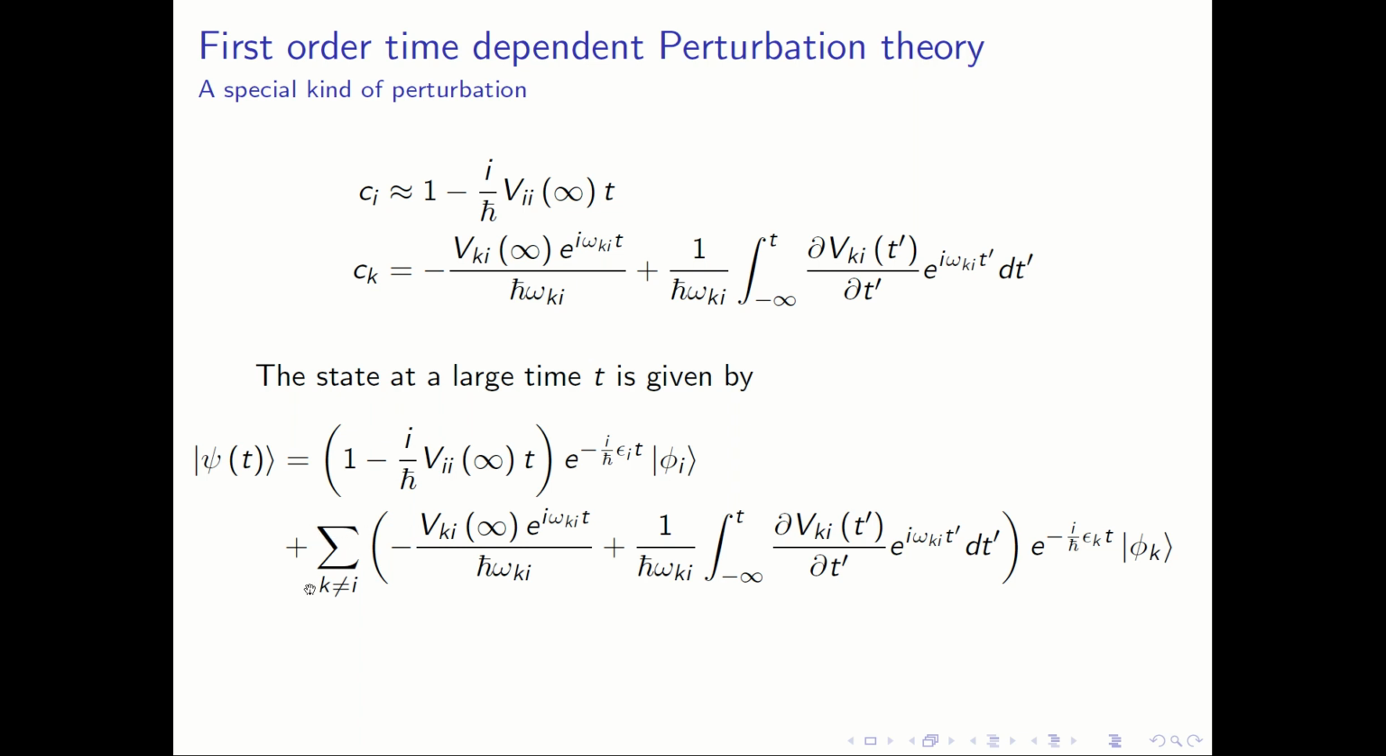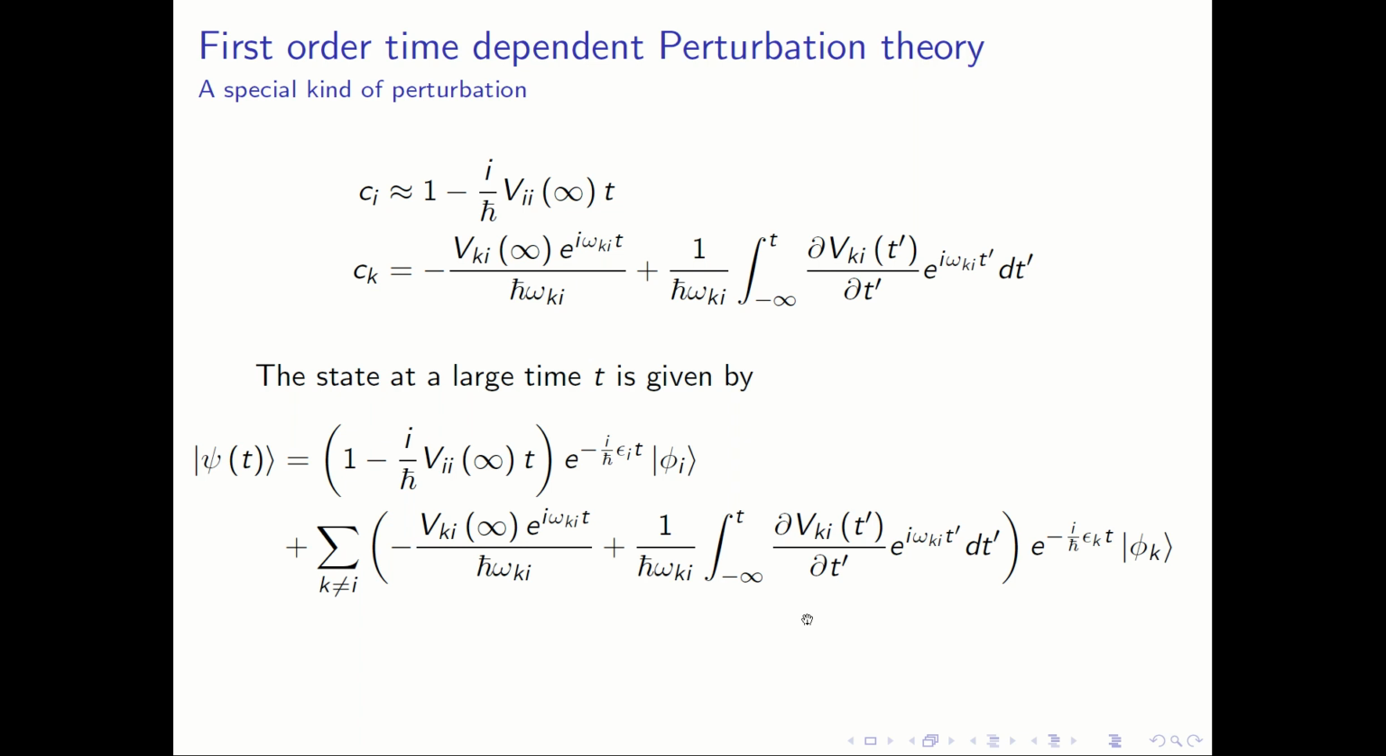and the rest of the sum, which is of course sum over all possible k's except for k equal to i. For that you put in the Ck, which I just copied and pasted from here, times e to the minus i by h cross epsilon k t phi k.